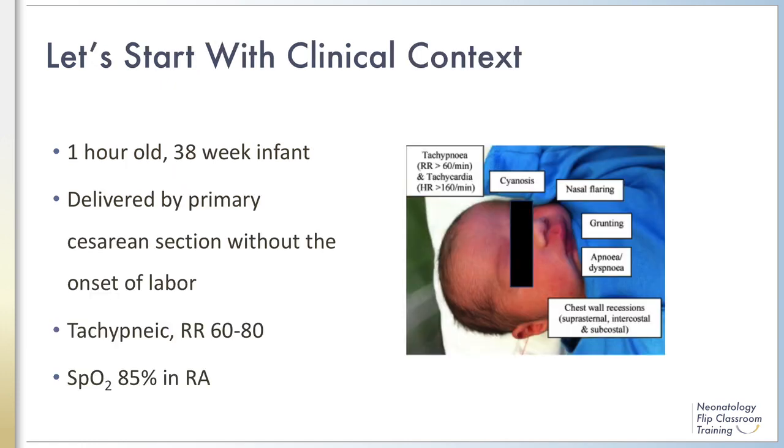Okay, let's begin with a case. You are called to evaluate a 1-hour-old infant who was noted to be tachypnic, and when a pulse oximeter was placed, the O2 saturation was 85% in room air.